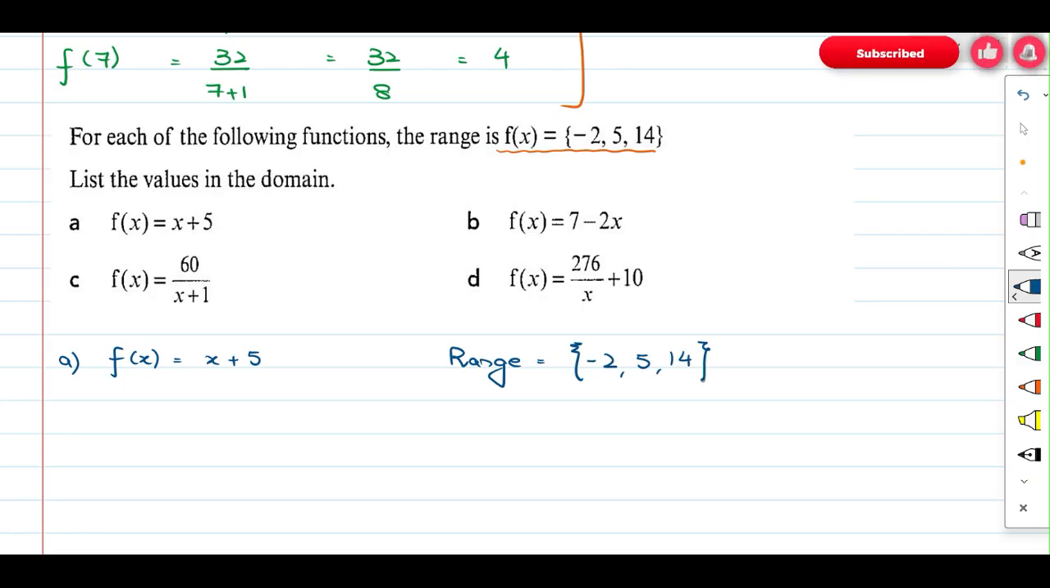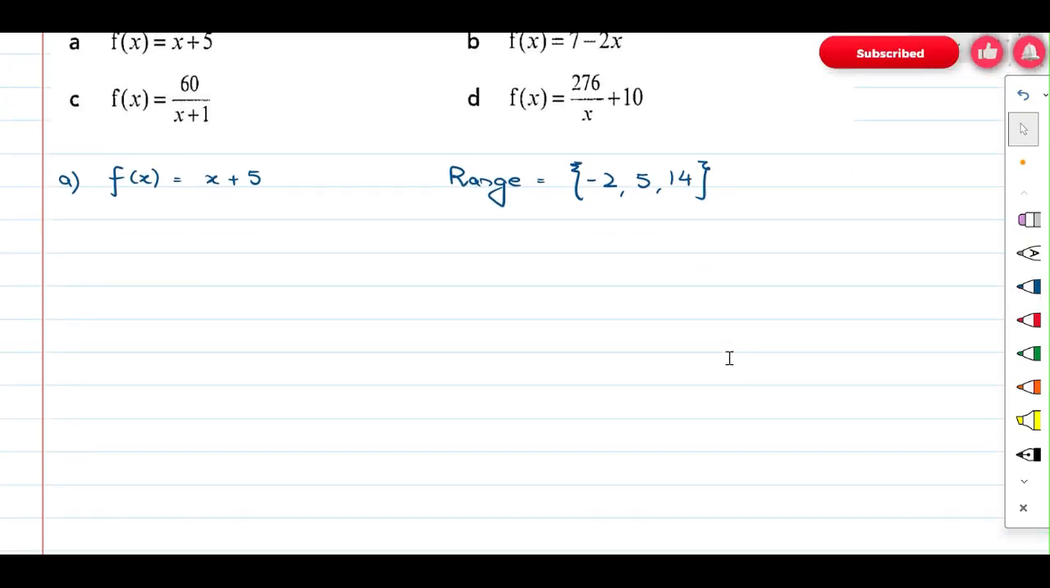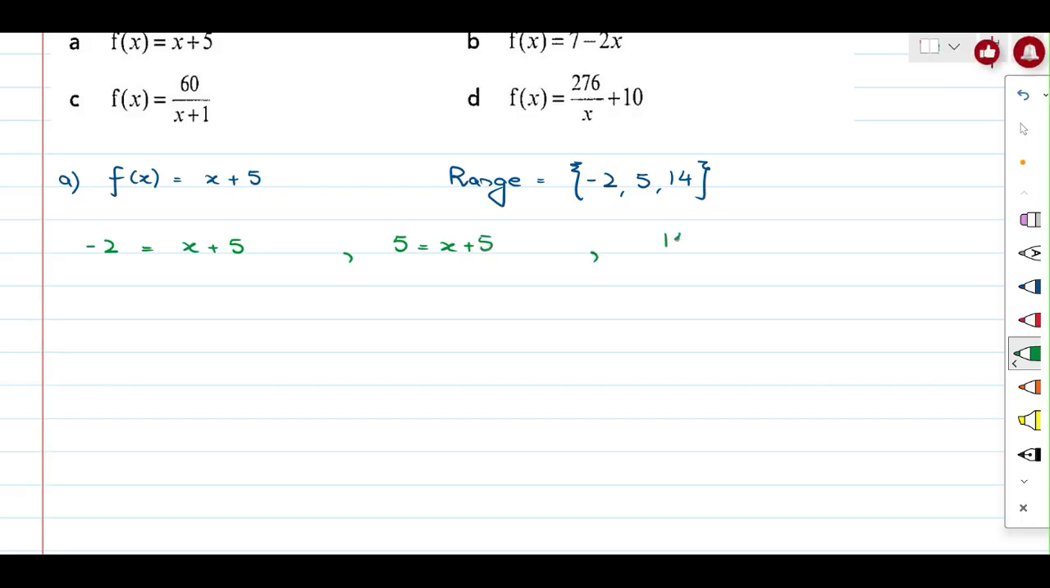We need to figure out the domain, meaning these are the outputs. We need to figure out which input we give to this function to get -2, 5, and 14. Okay. Now it means the output is -2. It means the function value is -2 at what value of x? The function value is 5 at what value of x? And the function value is 14 at what value of x? It means we need to put f of x equal to -2, 5 and 14 and solve for x.